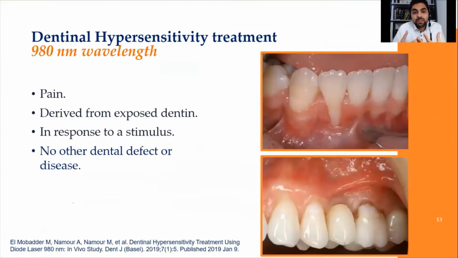This is theoretically, but of course for us in the clinics, this is not our concern. We want to choose the patients clinically. So clinically, what is dental hypersensitivity? We can define it as a pain that is coming from an exposed dentin or a naked dentin, and it is in response to a stimulus, so we have to have a stimulus, and there is no other dental defect or disease on this tooth. So if we have, for example, this case with no other dental decay, no other dental defect, the occlusion is fine, we can consider this dental hypersensitivity.